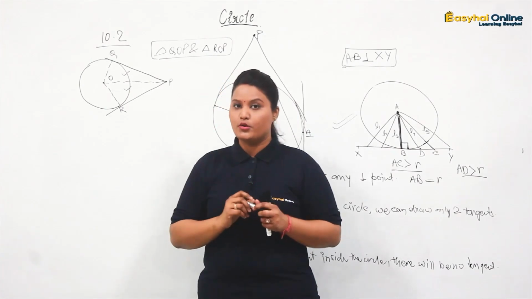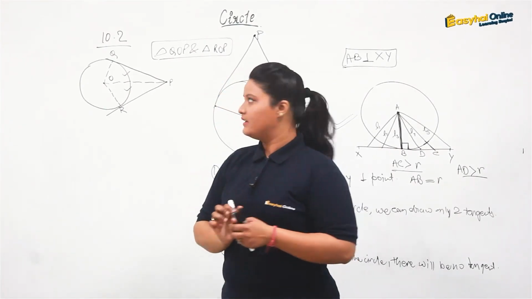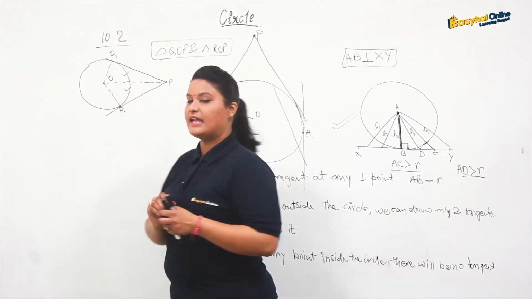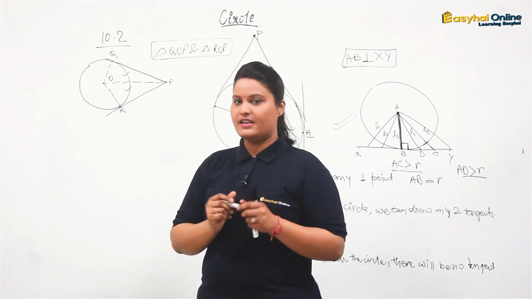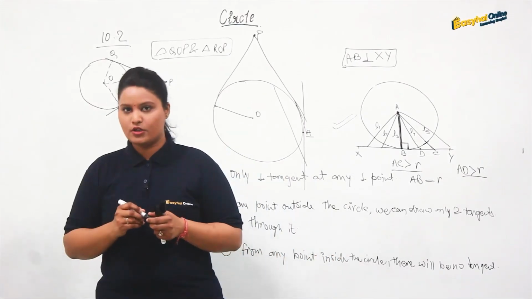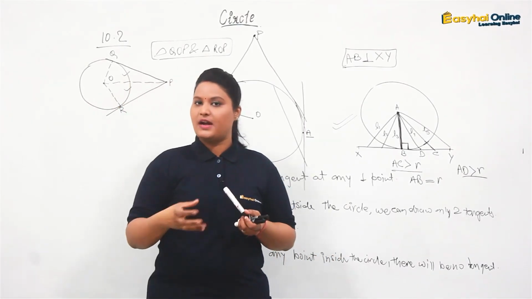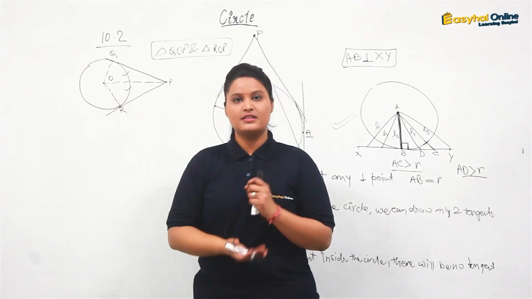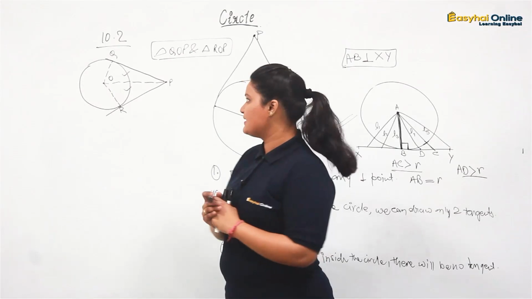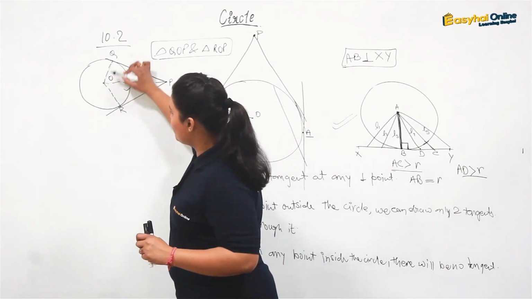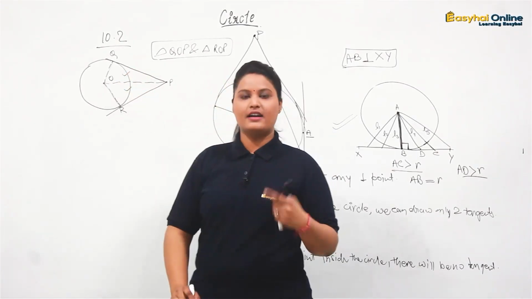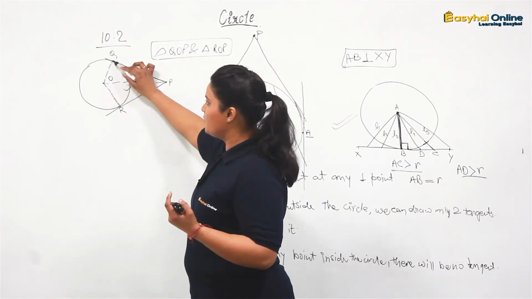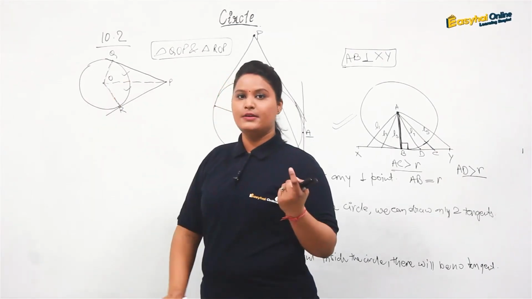If I prove the congruency of these two triangles, then indirectly I can say that these two tangents will also be equal. Correct? When two triangles are congruent to each other, then their corresponding parts will also be equal. So these tangents will be the corresponding parts of these congruent triangles. Hence, OQ and OR are the radii of the circle, because these are the distances between the point on the circle and the center.